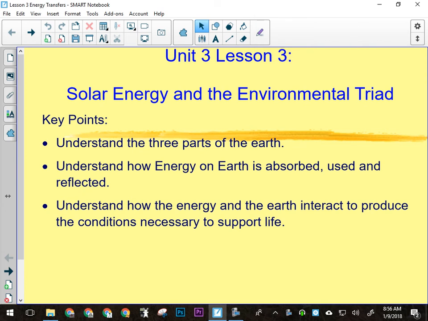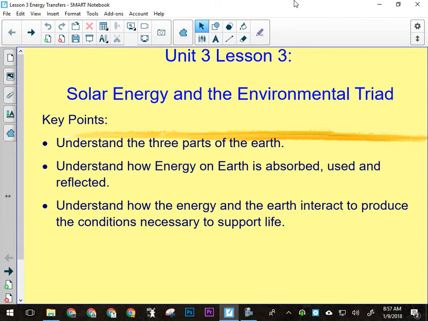All right, so we've got to talk about solar energy and how it gets transferred on Earth. This is part of the idea that we're trying to incorporate several of the units together: a little bit of biology, a little bit of chemistry, and a little bit of physics, energy with life. That's what we're trying to do here. So we're going to look at what happens when solar energy strikes the Earth.